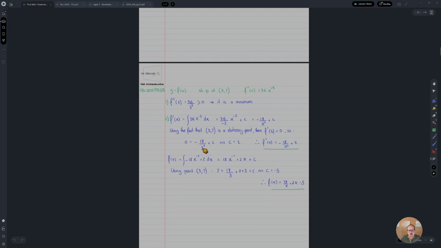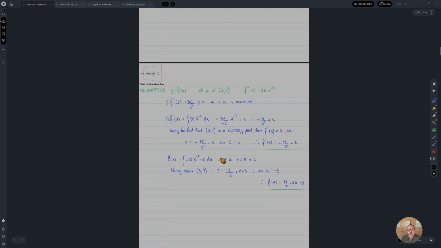I have 3 for x, and I have, after solving, 2 as the value of the arbitrary constant. So I rewrite the expression for the first derivative as minus 18 over x squared plus 2. Okay, so I already know over here the actual expression for all possible gradients, already free of the arbitrary constant, which is 2. For the function itself, we just need to integrate this again.